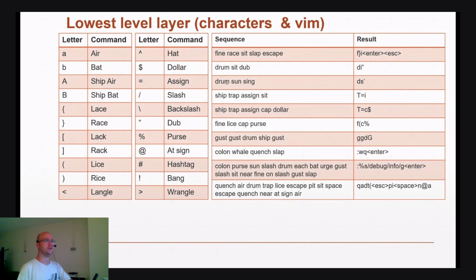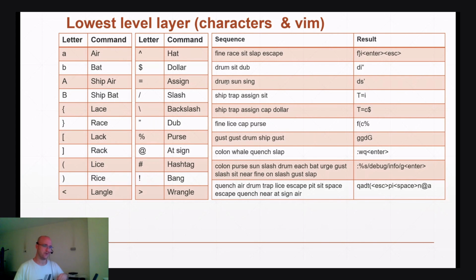And so the lowest level layer essentially looks like this. We want to say the letter A. So we say air. B is bat, and so on, right? And you can see here that we use ship instead of shift. So when we say ship air, that's actually uppercase A.